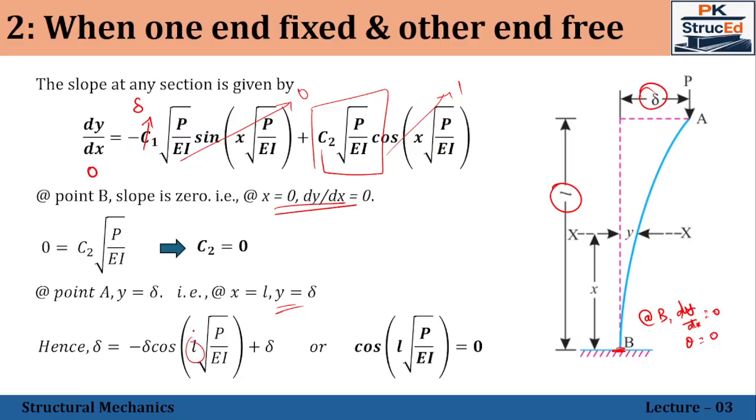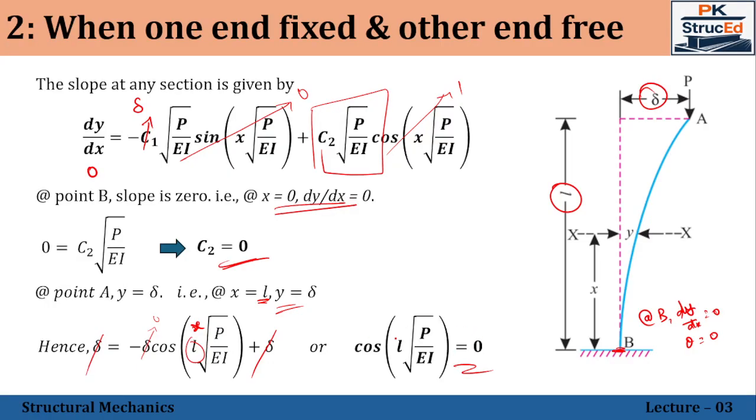Why L came is, it was x, so at x is equal to L. That's why this x becomes L. Plus delta alone, because C2 has been found to be 0, so the second component will not come. So, plus delta, or otherwise, you can see this delta and this delta will get cancelled. Therefore, you will be getting 0 is equal to minus delta cos of whatever is available in the bracket. And this delta can also be equated to 0 because it's a product only. So, this also can be treated as 0. Therefore, you will be getting cos of L root over P by EI will be equal to 0.